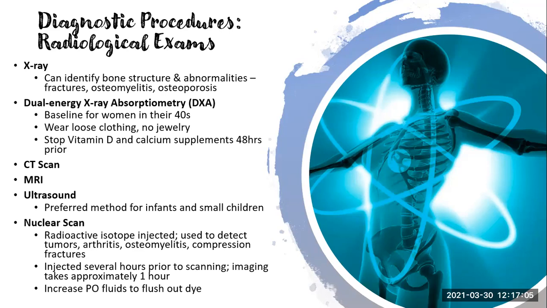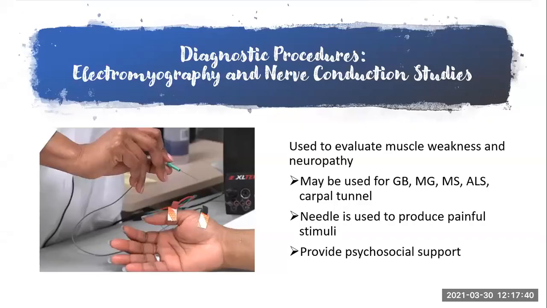Nuclear scans are performed in nuclear medicine, like a triple phase bone scan or nuke med scan. This is what they call these things. This is most commonly used when we're trying to diagnose metastasis to the bone or primary bone cancer. A radioisotope is injected a few hours prior to the scan, and then the scan is performed. And of course, anytime we're injecting dye, we need to encourage the patient to increase their PO fluid intake so they can flush that dye out of their system.